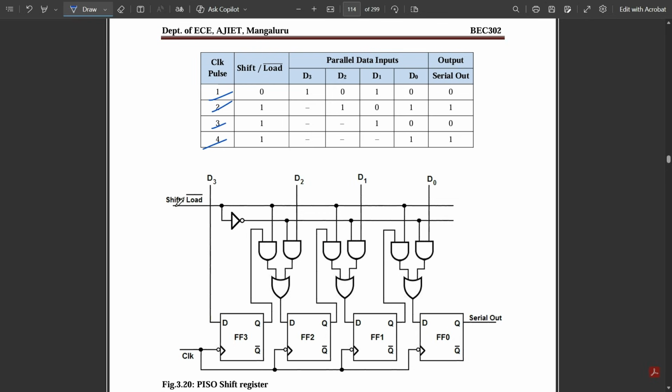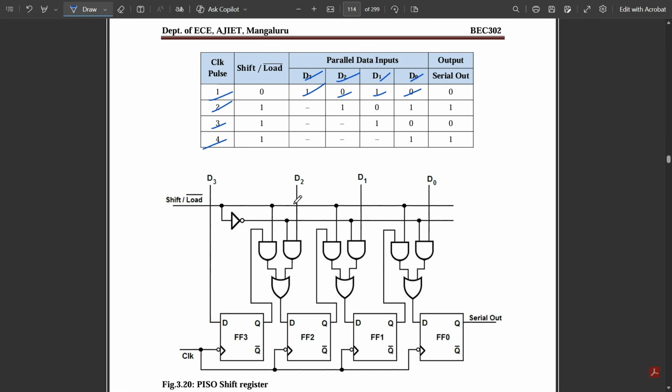So we are having a shift load operation where initially the values of the parallel data inputs are D3, D2, D1, D0. Okay, so you see here, initially they have given the data as 1, 0, 1, 0. Okay, so the serial output is 0 in the first case, and in the second case it is 1, 0, 1, and the serial output here is 1, then 1, 0, and 1.